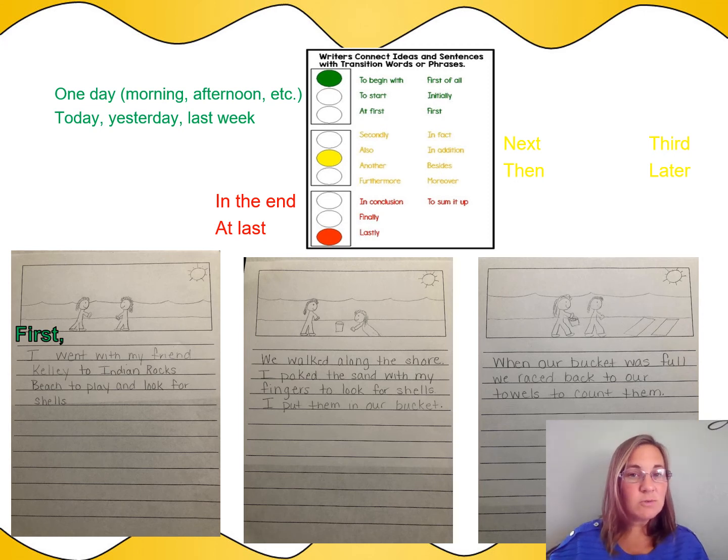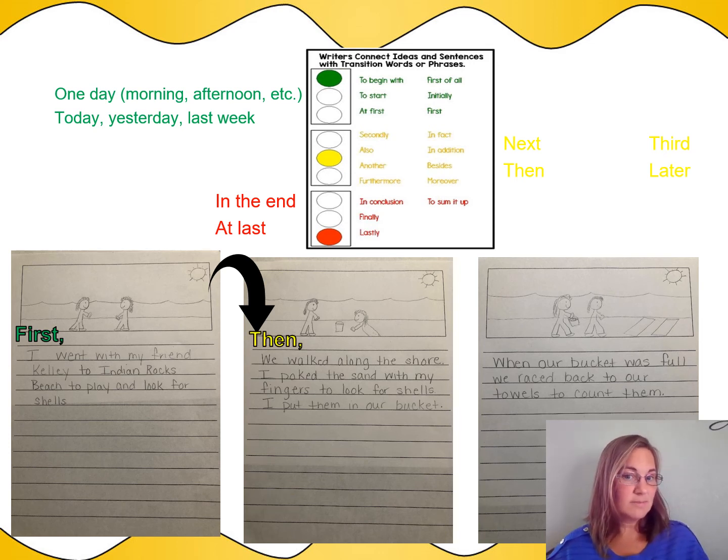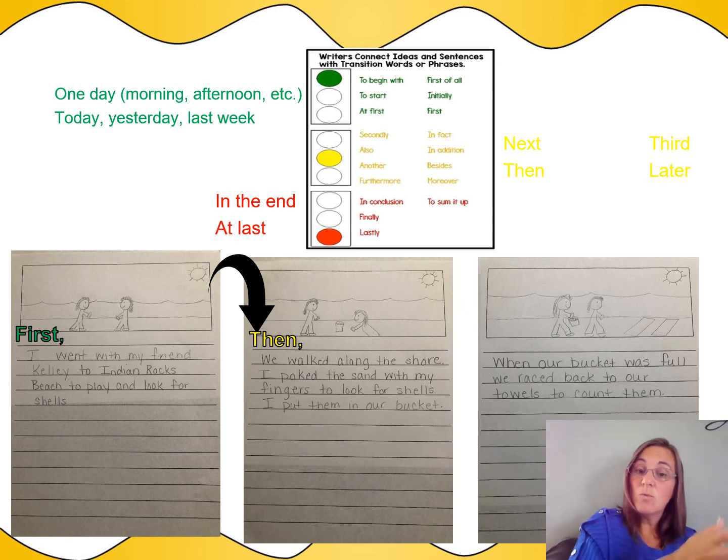Do you see what I put after the word first? That's a comma. Remember, a comma separates words or phrases in a sentence to give the reader a pause. When we use temporal words at the beginning of a sentence, we usually put a comma. Okay, now that I've introduced it, I'm ready to move to my next page. Remember, I want to make a smooth transition. I want to show that this is the next thing that happened, so I'm going to choose a yellow temporal word. I'm going to say the word then. Then, comma, we walked along the shore. So now they know that first we went to the beach, then we walked along the shore.